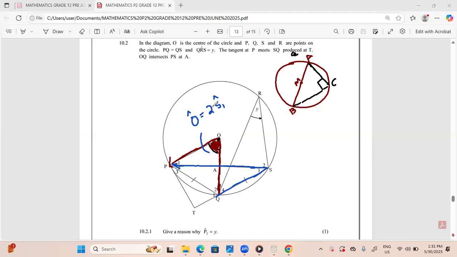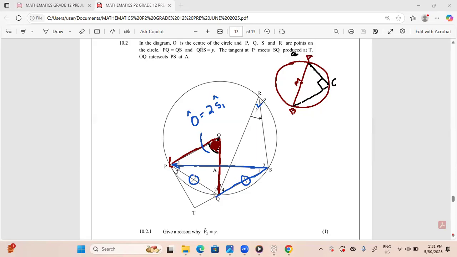So let us continue observing. What else? They said O is the center of the circle. PQ equals QS. We are told that PQ equals QS. That is indicated by this line. Okay, QRS is Y. This is indicated.